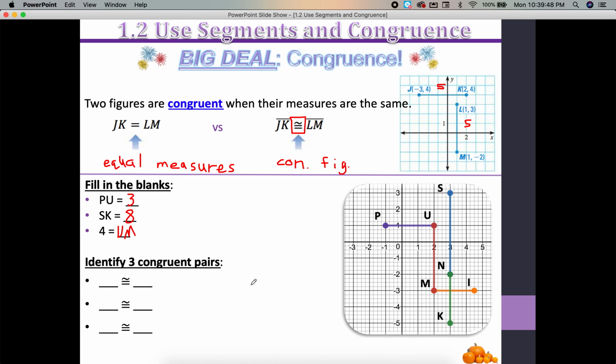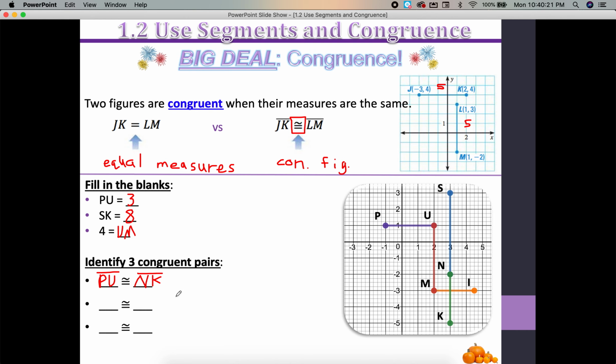That's the first section. If I want to talk about congruent pairs, I'm essentially looking for 3 pairs of segments that are congruent to each other, that have the same length. So, okay, green and purple are both 3 units long. Therefore, we can say that PU is congruent to NK. So notice that when I'm writing this, PU is congruent to NK. I'm throwing bars over top now because I'm no longer talking about their measurement of 3. I'm talking about the fact that their shapes are the same. PU is congruent to NK.